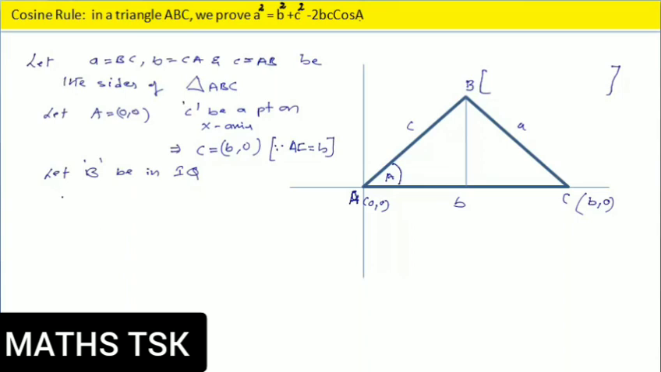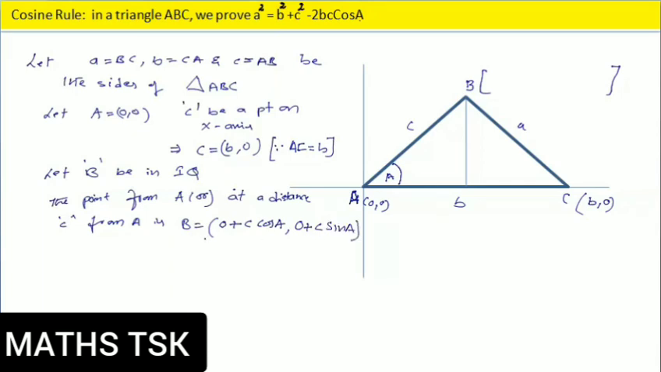Since the point from A 0, 0 at a distance c units from A is B is equal to x1 plus r cos theta comma y1 plus r sin theta. Here r is nothing but c units, theta is A. x1 plus r cos theta, y1 plus r sin theta.